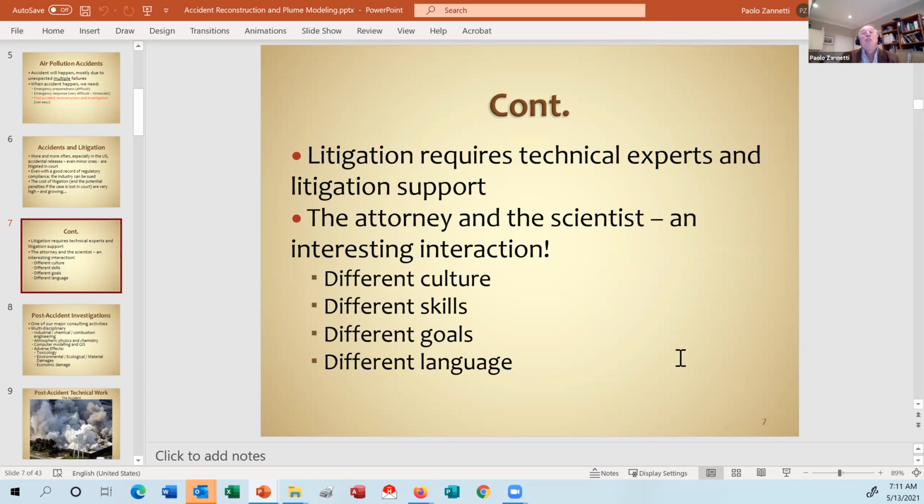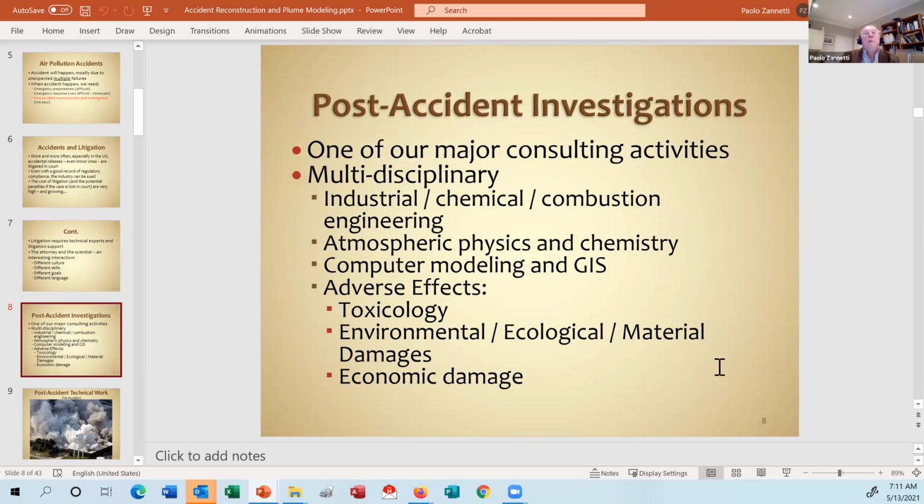In theory, you may be jailed for lying under oath. In theory, so you have to be very careful. So the beauty of post-accident investigation is that they are multidisciplinary.